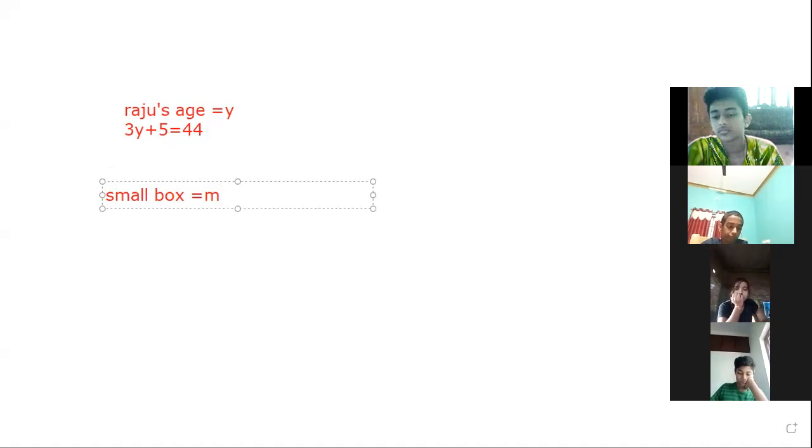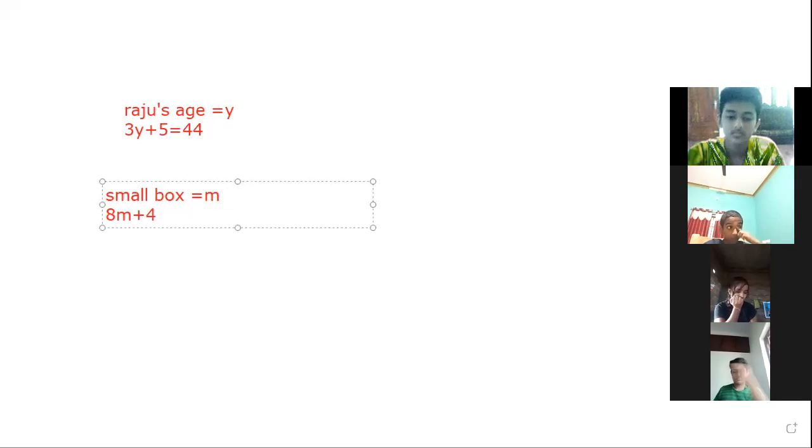8 small boxes means 8 into m. Each small box contains m mangoes, and such 8 boxes are there. That's why how many mangoes are there in the large box? That is 8m plus there are another 4 loose mangoes. That's why 8m plus 4.